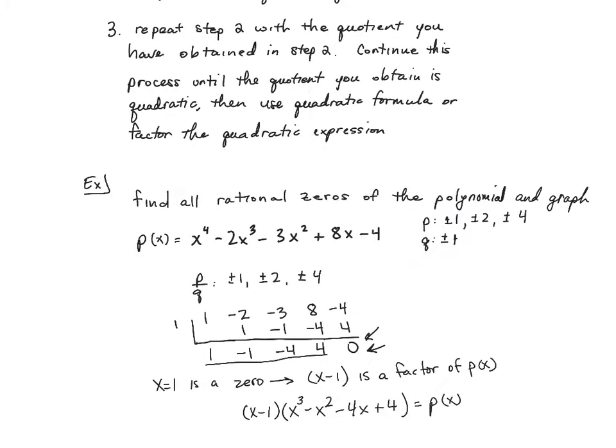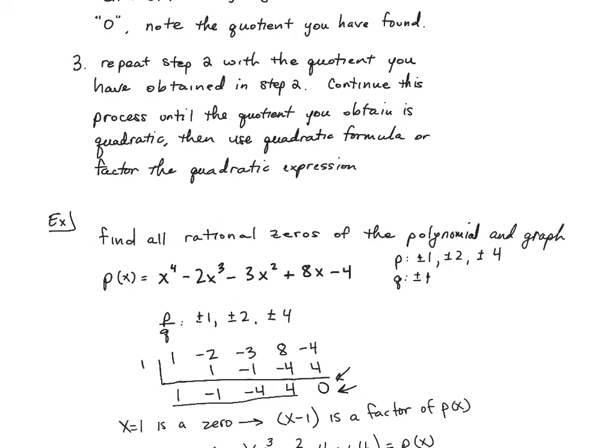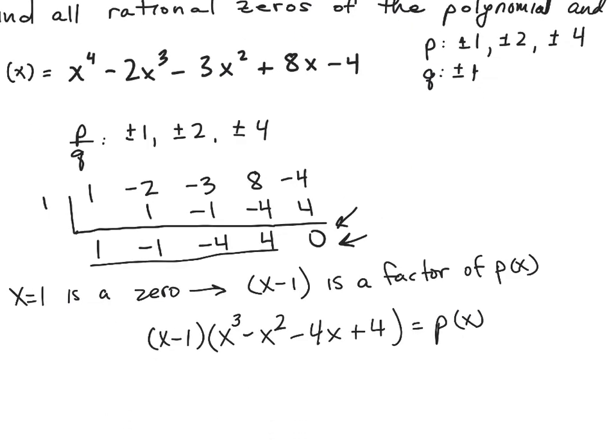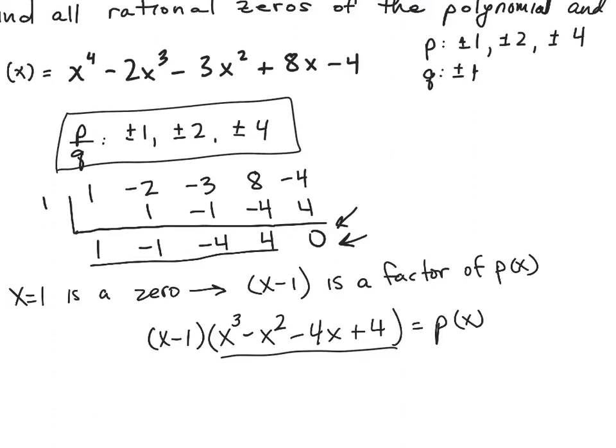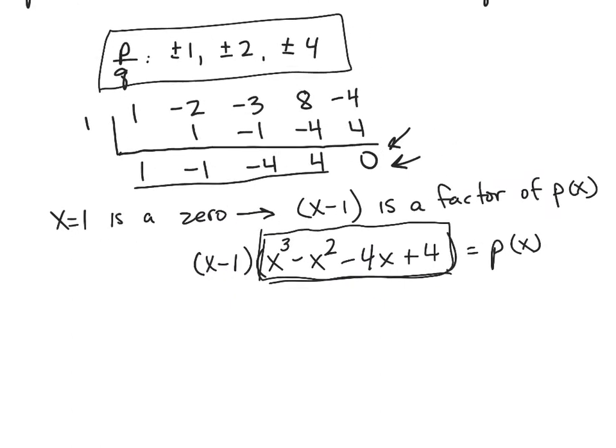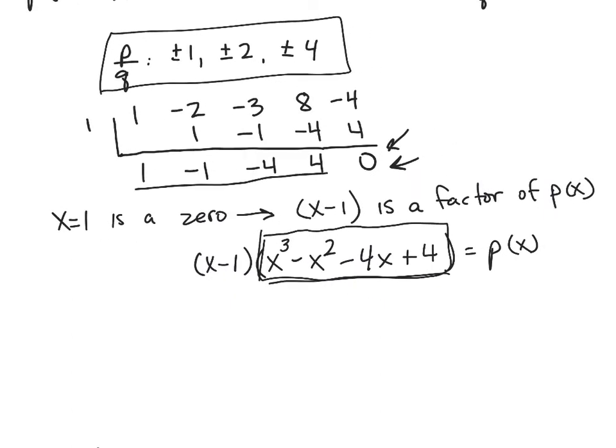Okay, and step 3 says repeat step 2 with the quotient you have obtained in step 2. So this is the quotient that we obtained in step 2. So now we keep repeating this process of testing zeros from this list of possible rational zeros, but we only test them now on this smaller polynomial, the quotient. We've already tested 1, and we found that x equals 1 works. So I'm going to use -1. I'm going to use synthetic division now on the quotient, which is 1, -1, -4, 4, and see if -1 is a 0.